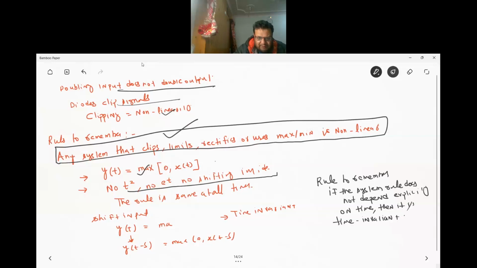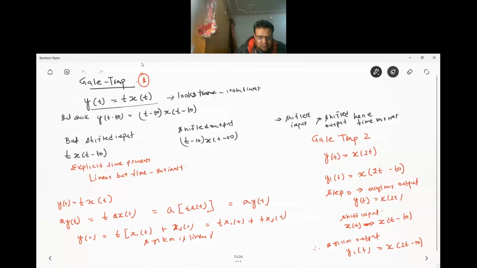Likewise t square, or e to the power t inside, the rule is the same for all of these. Remember the rule: if the system does not depend explicitly on time, then it is a time invariant system.